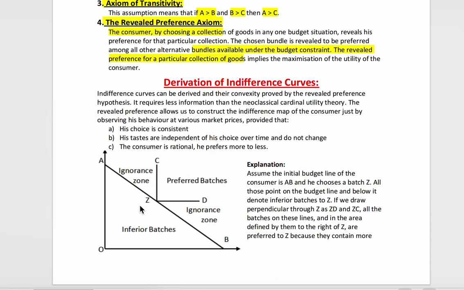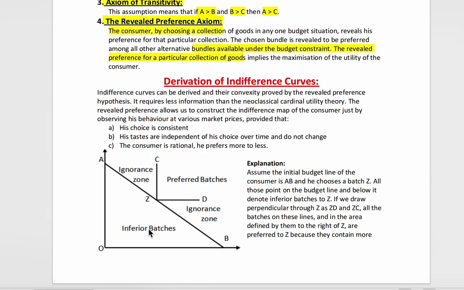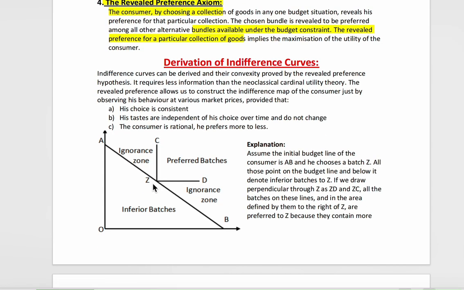Suppose we see that the consumer is choosing the Z bundle of commodity. While analyzing the behavior of the consumer in the market, Z is the equilibrium bundle, and all other bundles below Z, which lie on the area A or B, are inferior bundles, and Z is the utility maximization bundle, so it is the equilibrium position.